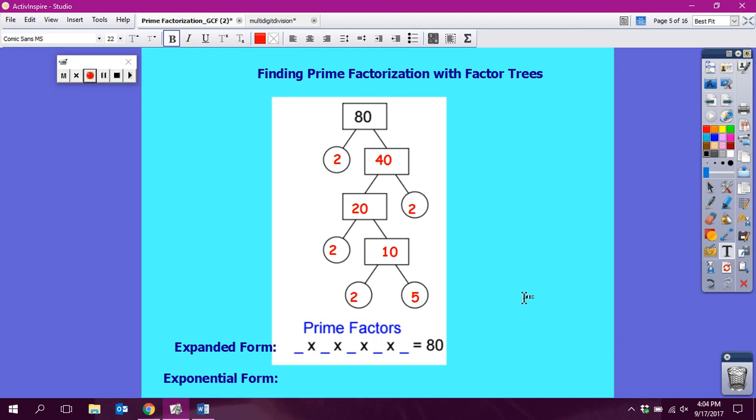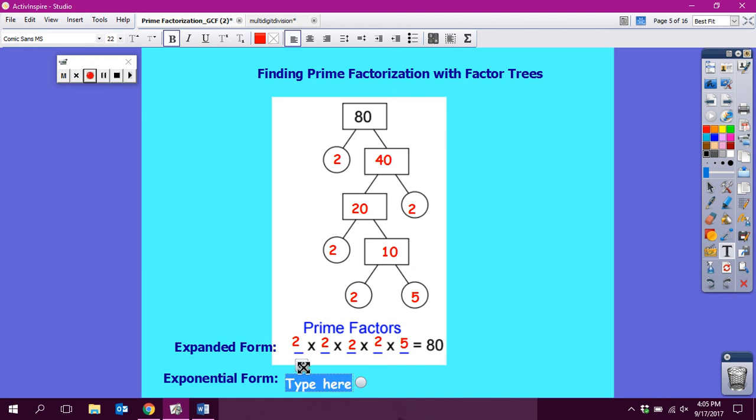Okay, so when I write this in expanded form, remember, I want to write this in numerical order, meaning from least to greatest. So when I write it, I know that I've got a 2 times a 2 times another 2. If you count it up, we've got 1, 2, 3, 4 2's that we've got to list, and then my last number here is a 5. So with expanded form, I've got 2 times 2 times 2 times 2 times 5.